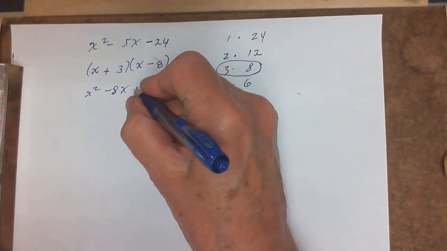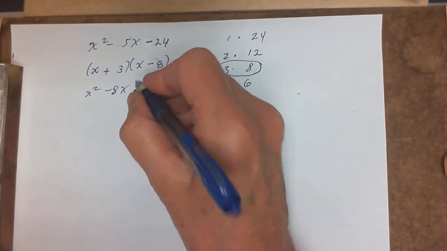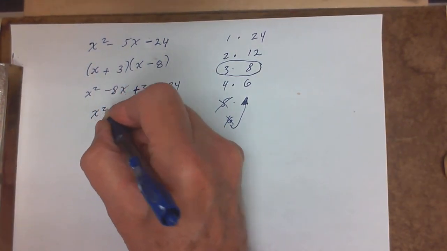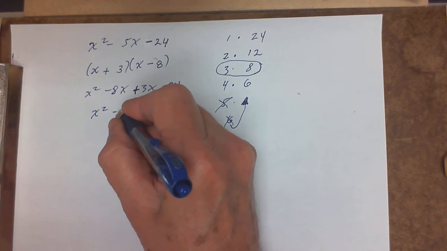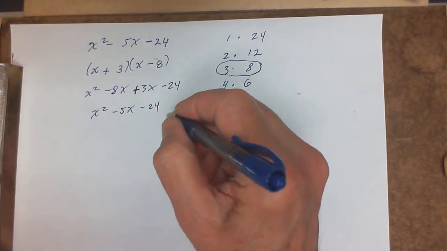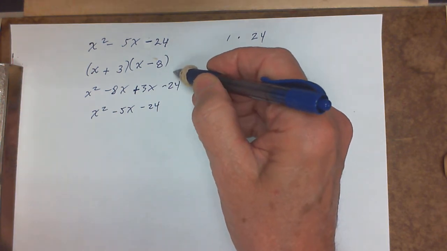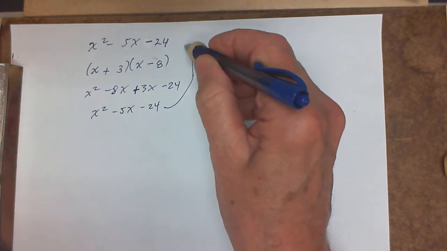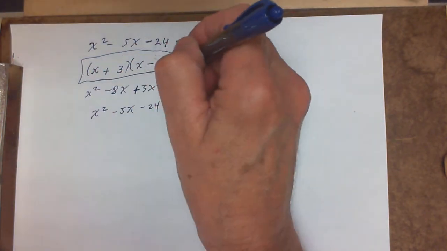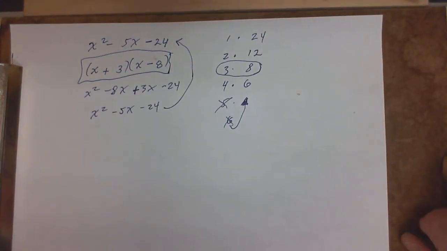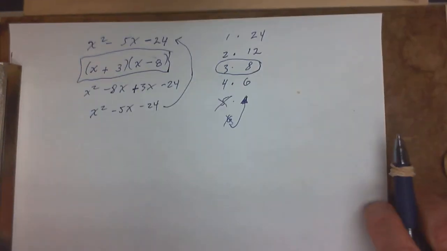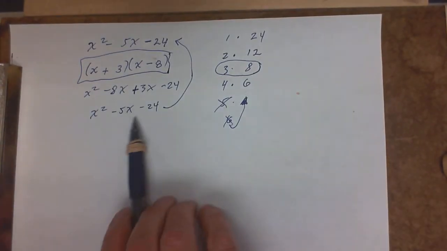That's a positive 3x. Sorry for making so many mistakes. X squared minus 8x plus 3x is minus 5x minus 24. And you see that when I multiply this, I get that, which means that this is a good factoring of this trinomial. Okay?